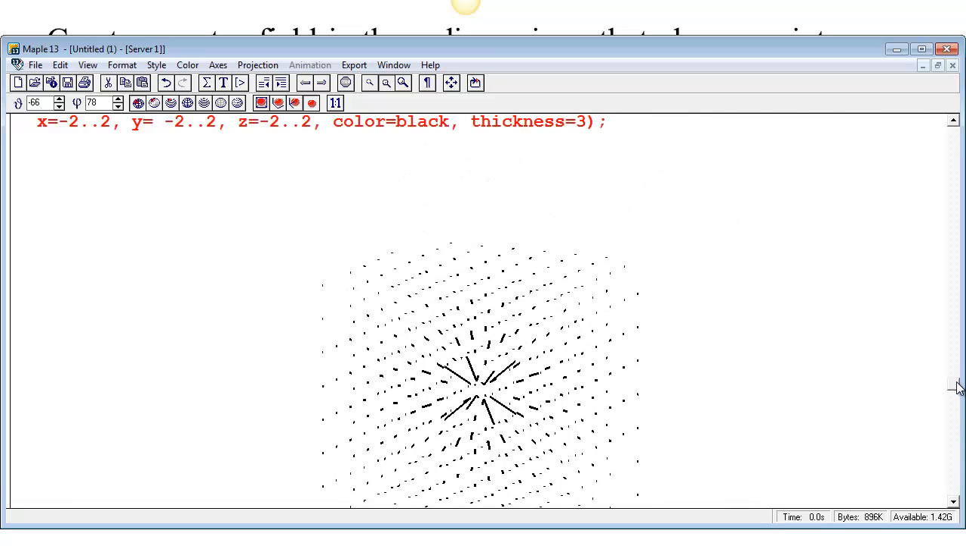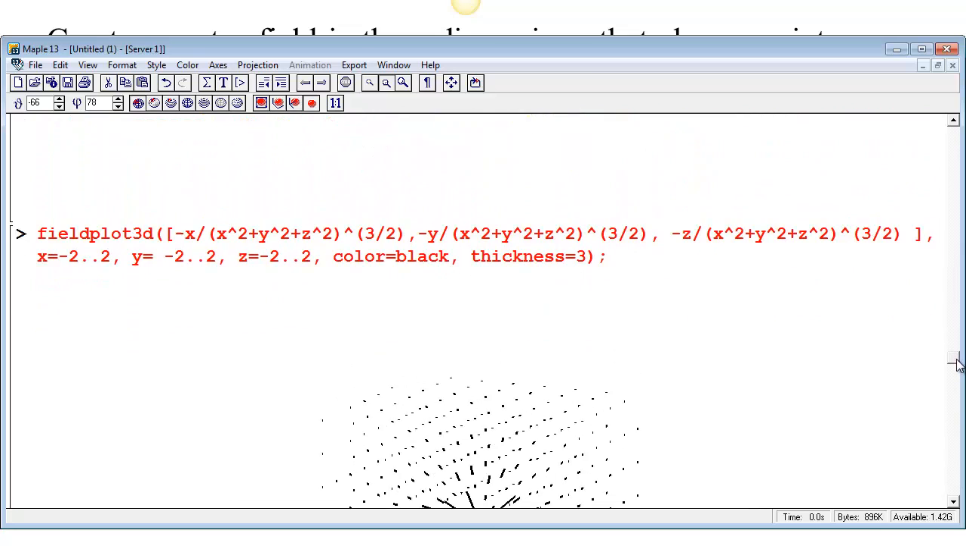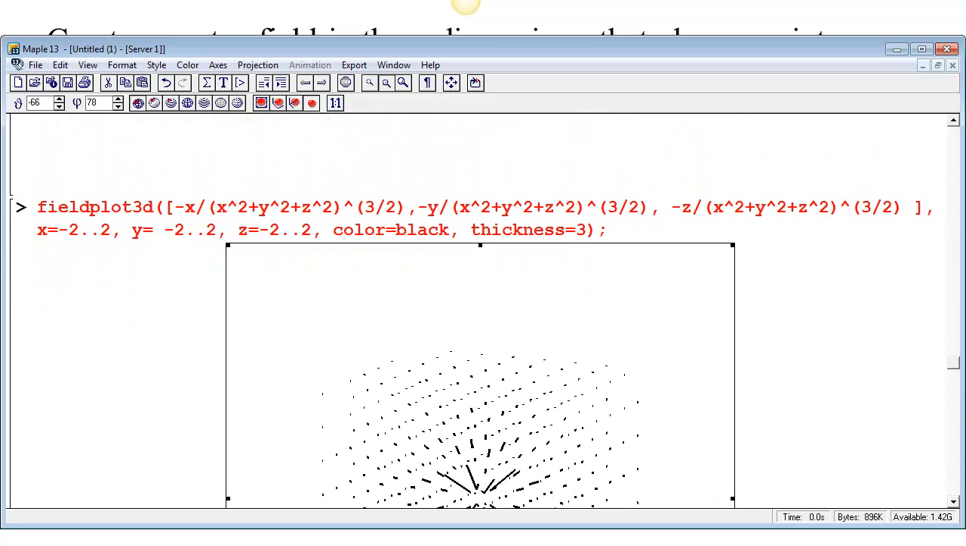So that's how we plot vector fields using Maple. If it's 2D, fieldplot. If it's 3D, fieldplot3d.